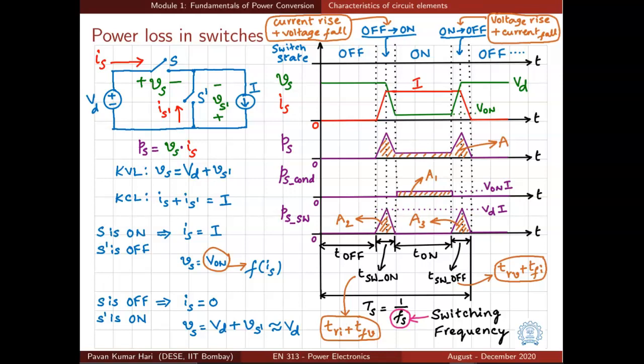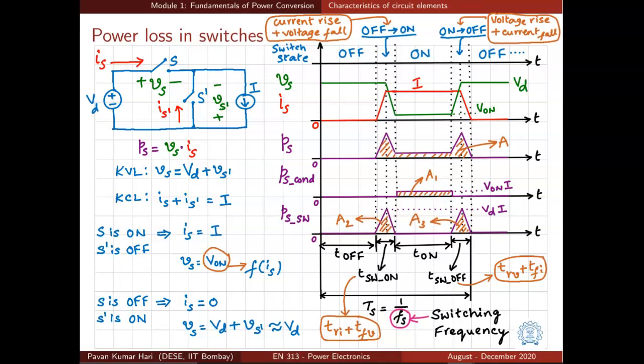So we will need another switch S bar shown here to act as complementary to S. Whenever S is turned off, the S bar switch makes sure that the current has a path to flow. This I flows through S bar. So that is the difference here. Our interest again is to find the power lost in switch S. So we need to look at the product of the voltage across the switch and the current through the switch. That we again find by using KVL and KCL.